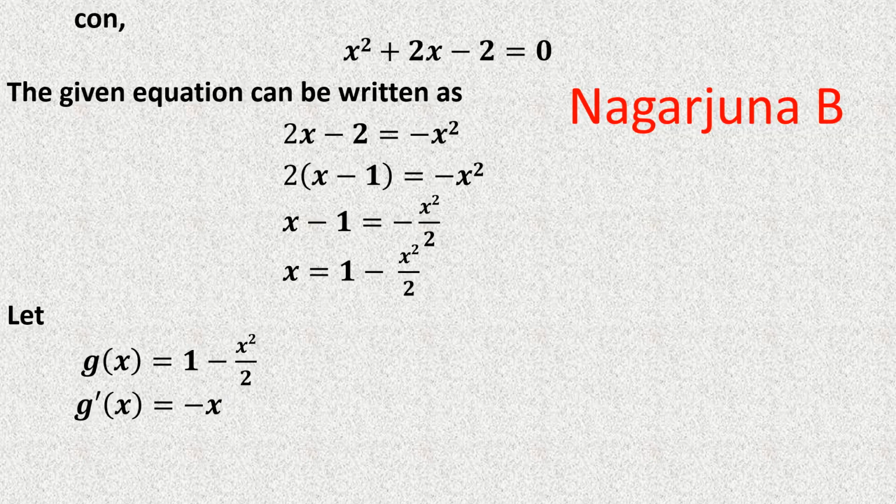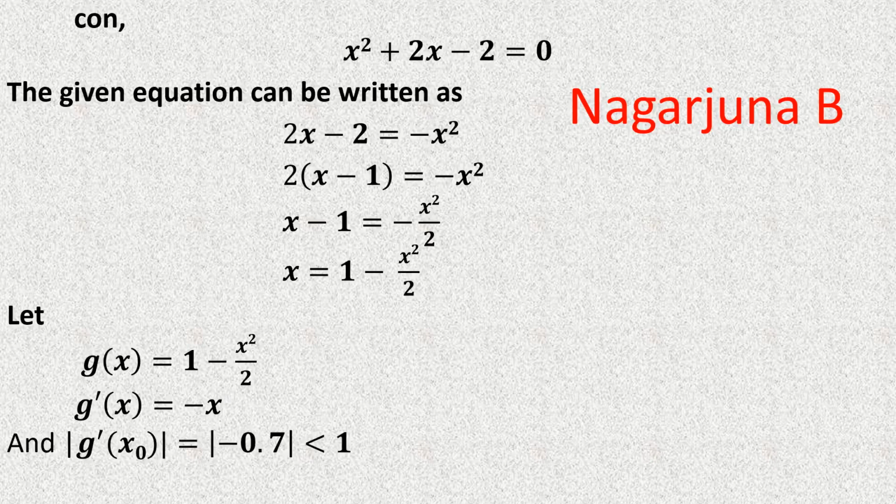Therefore g dash of x is equal to minus x, and modulus of g dash of x naught is equal to modulus of minus 0.7, which is less than 1. So the x naught value which we have considered as 0.7, g dash of x naught will be equal to what? Minus 0.7. That is substituting the value of x as 0.7. So modulus of minus 0.7 is less than 1.